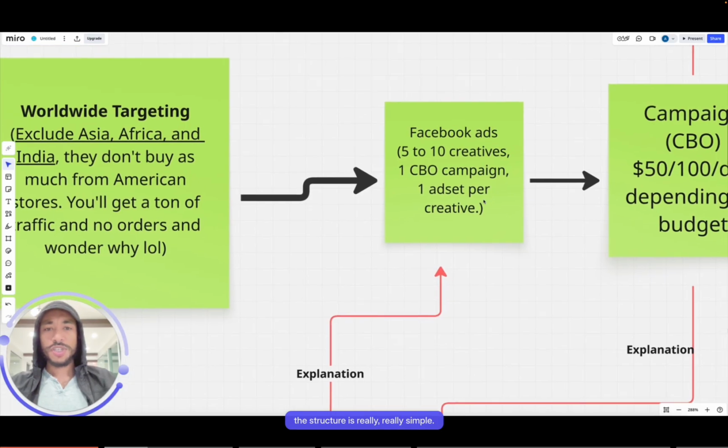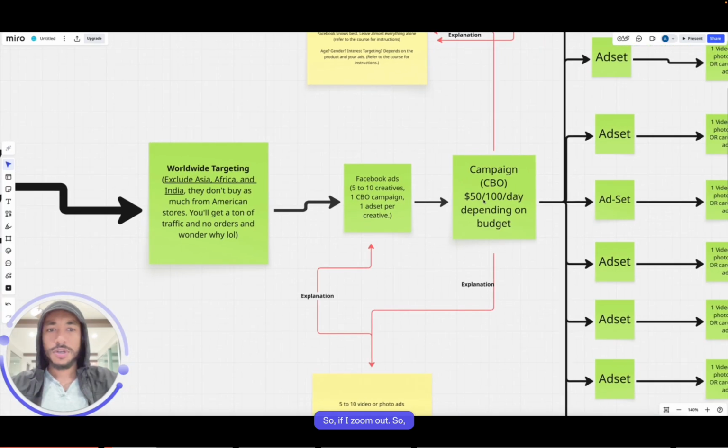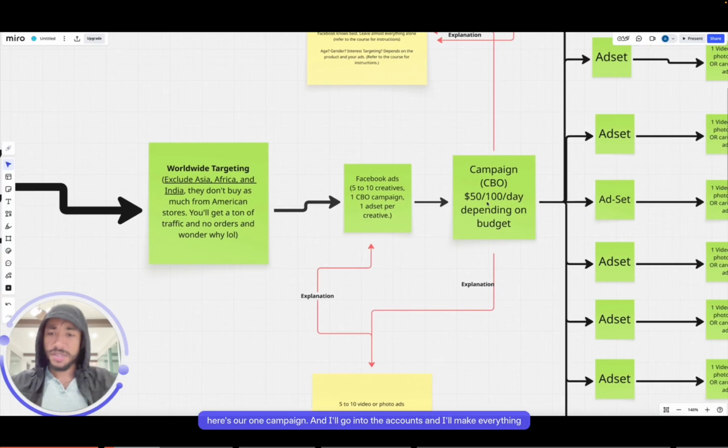So the structure is really, really simple. We're doing one CBO campaign, one Facebook campaign. And depending on how many ad creatives you have, that's going to determine how many ad sets we have. So if I zoom out, here's our one campaign, and I'll go into the accounts and I'll make everything and I'll show you how this is all done, right?